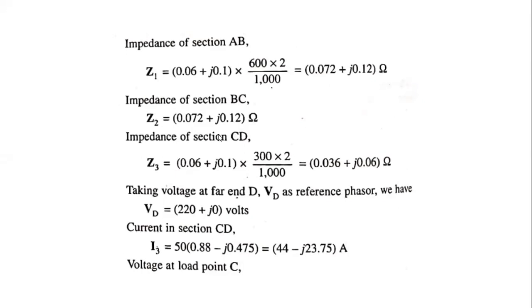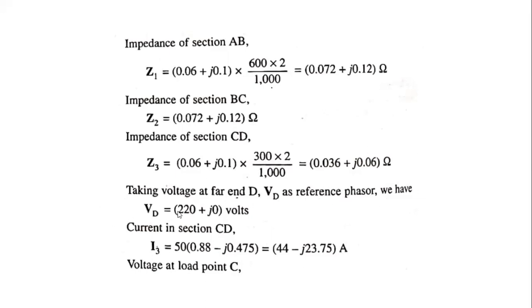Then the impedance of section CD, that is ZCD or Z3. Therefore Z3 is equal to (0.06 plus j0.1) into the distance between C to D, that is 300 into 2 by 1000. Next, taking the voltage at far end D, VD as the reference phasor.